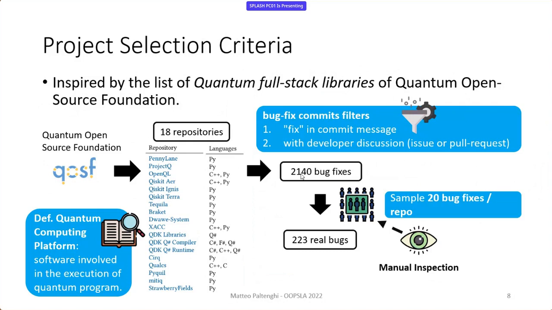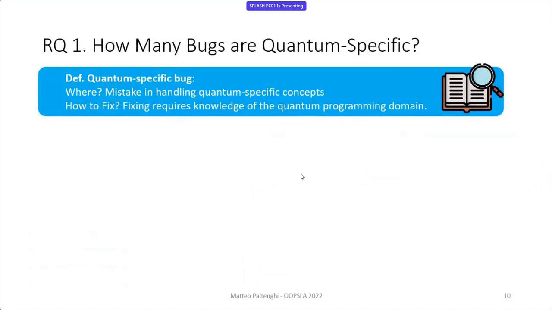So let's now address the questions that I just introduced before as part of the results and the outcome of this work. The first research question is, how many bugs are quantum specific? To do so, we have to define what we mean by quantum specific. First, we have to look at where the bug happens. One requirement is that the mistake should happen in handling a quantum specific concept. And second, we have to look at how to fix it. The fix should require knowledge from the quantum programming domain.